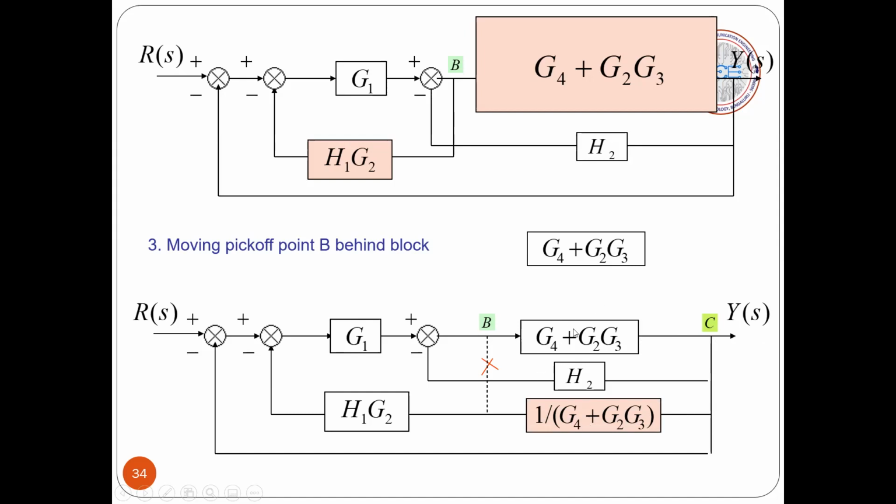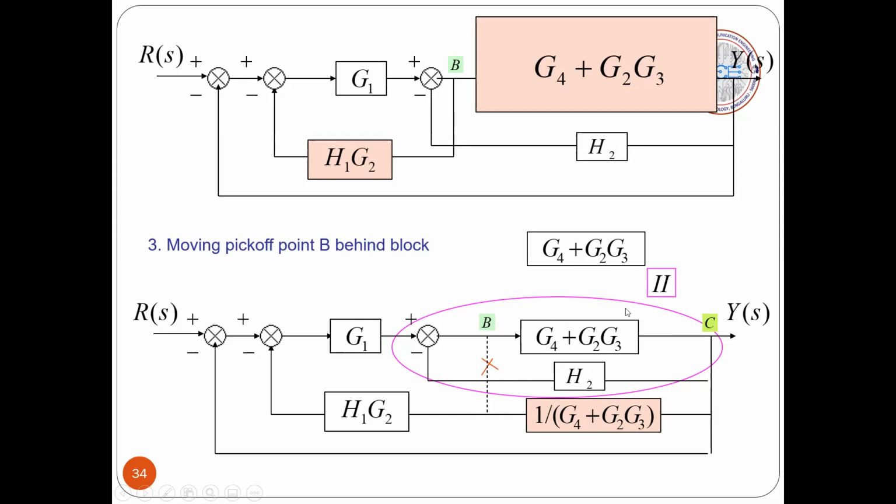Okay, so this block effect I am canceling by taking the reciprocal of the same in the feedback path. Now you can simplify this very easily. I have one summer, one forward block, and one feedback path with a block gain of H2. So this is a negative feedback loop.